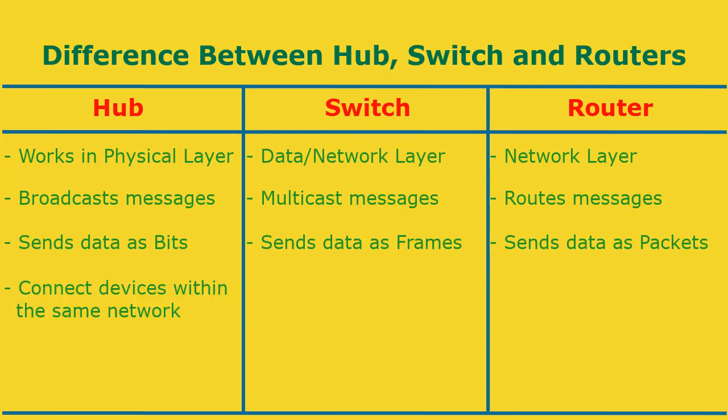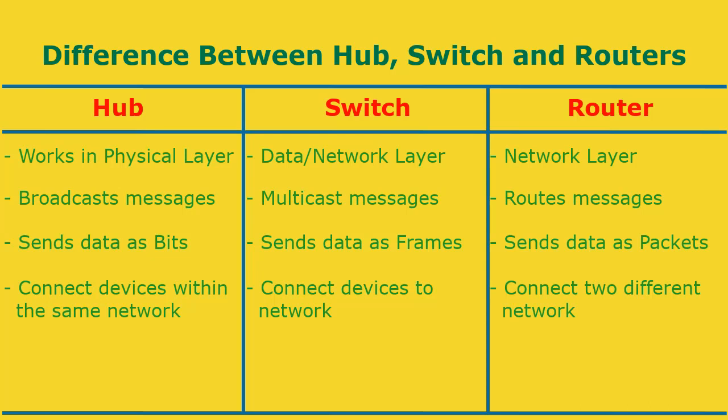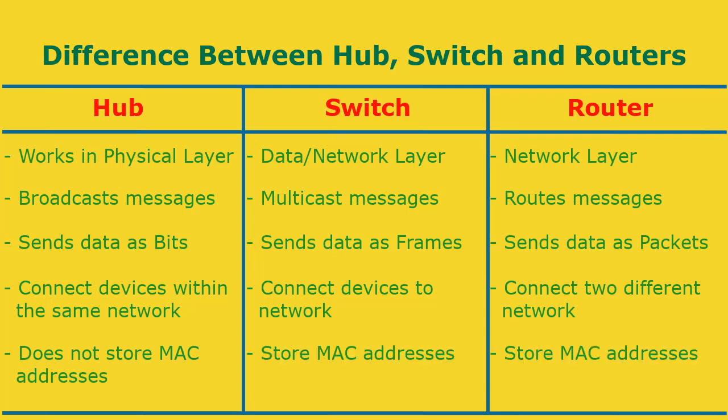A hub is used to connect devices within the same network. A switch is used to connect devices to a network, while a router is used to connect two different networks. A hub does not store MAC addresses locally, while both switch and router do store the addresses.